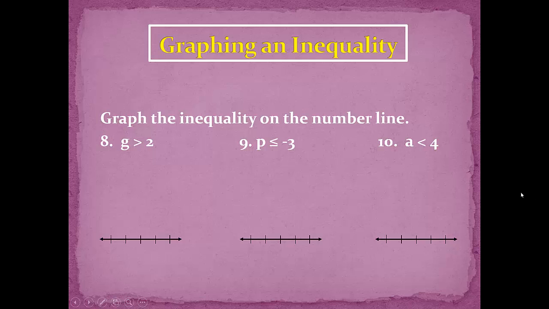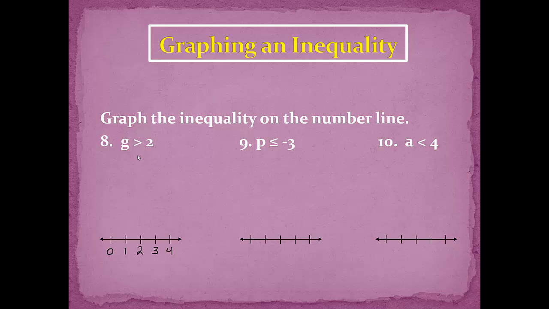Now we're going to look at graphing an inequality. So we're going to graph the inequality on the number line. So for number 8, we have g is greater than 2. So first we can go ahead and write our numbers on our number line. So we'll go ahead and write 2 right in the middle. And then to the right we have 3 and then 4. And then to the left of 2 we'd have 1 and then 0.